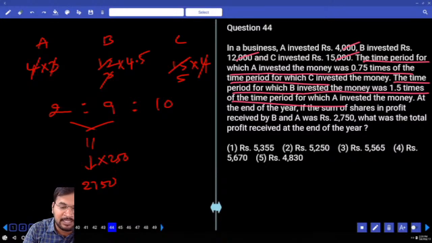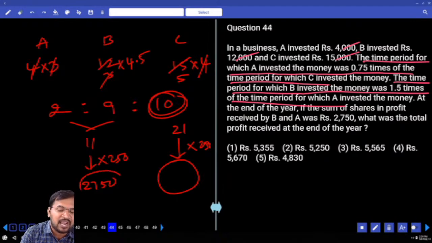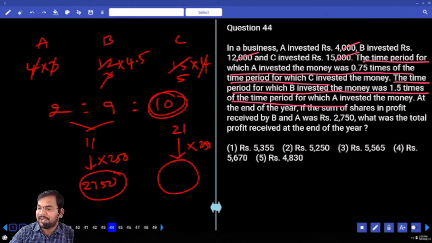They are asking total, na. So total is nothing but 21 parts, na. 21 into 250. That is 10 into 250 and 11 more. Already extra 11 is there, na. 10 into 250 is nothing but 2500, na. 2500 plus 2750, 5250, na. A, B together already they given, na. Then add C.